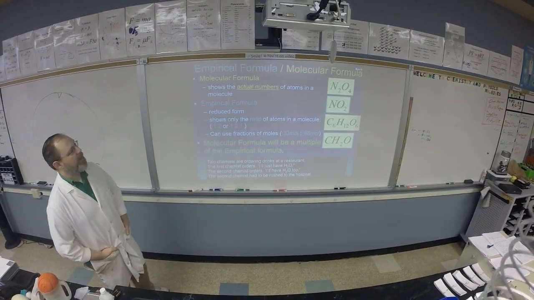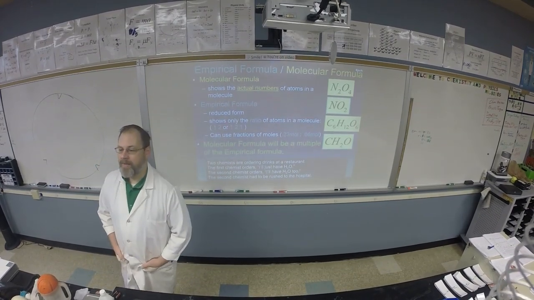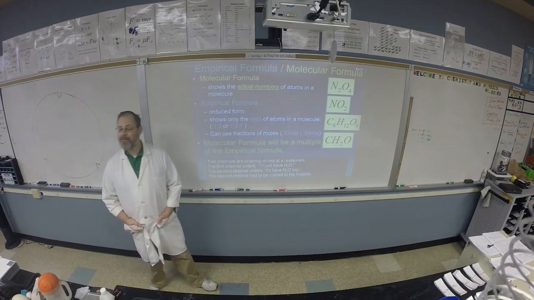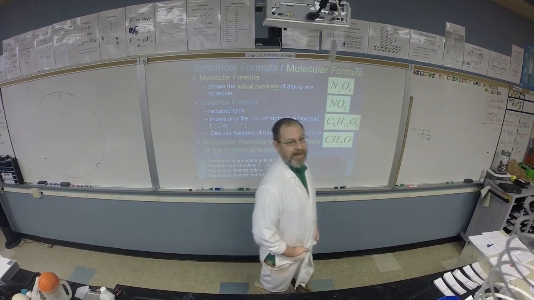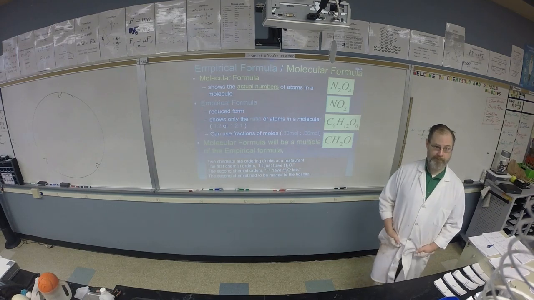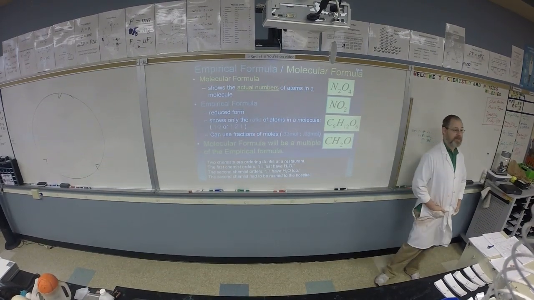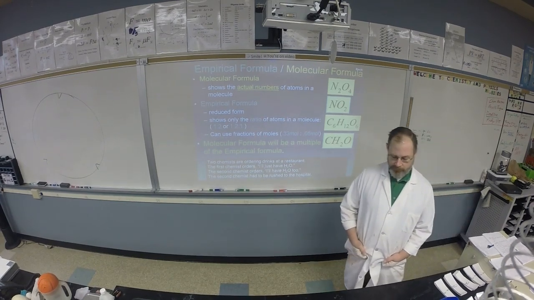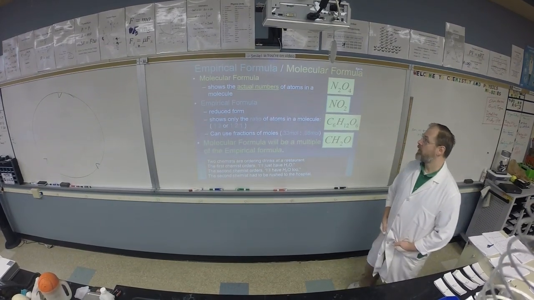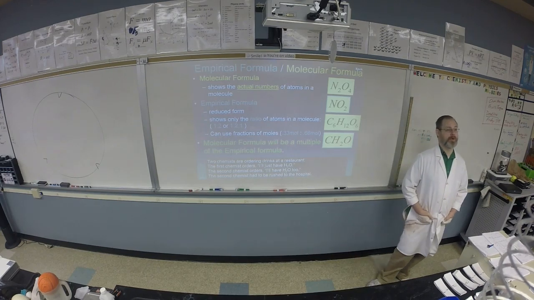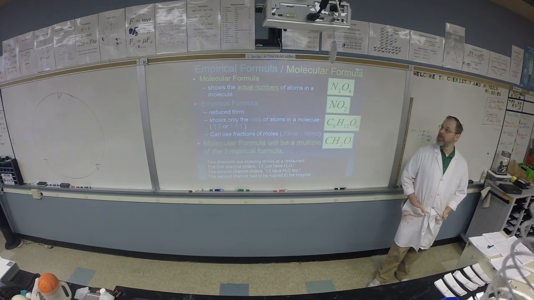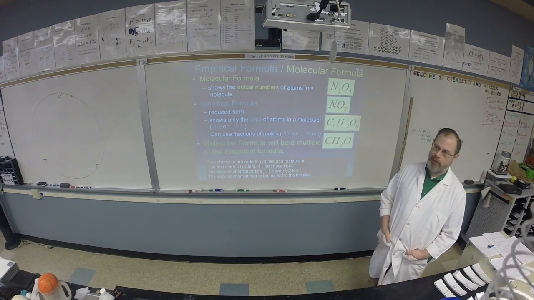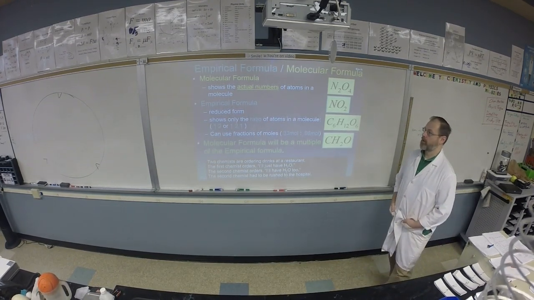If you're looking at a compound of N2O4, the empirical formula of N2O4 is NO2, and that's what the experiment is going to kick out. It's going to kick out the empirical formula. It won't kick out the molecular formula necessarily. So sometimes the empirical formula is the molecular formula, and sometimes the empirical formula will have to be multiplied by 2, 3, 4 to get the molecular formula.